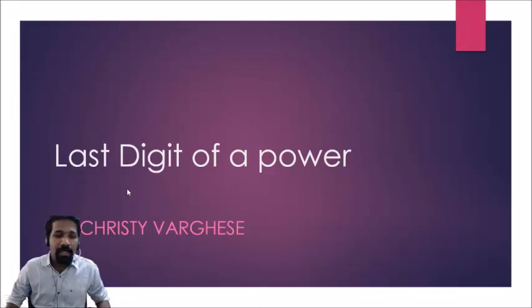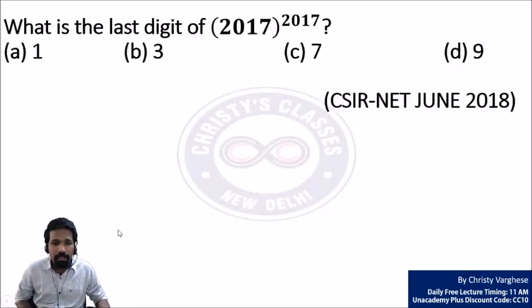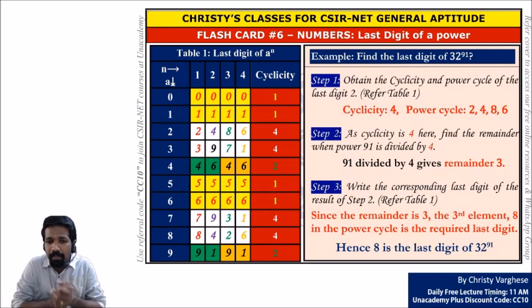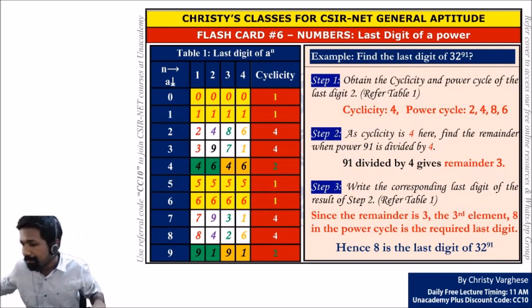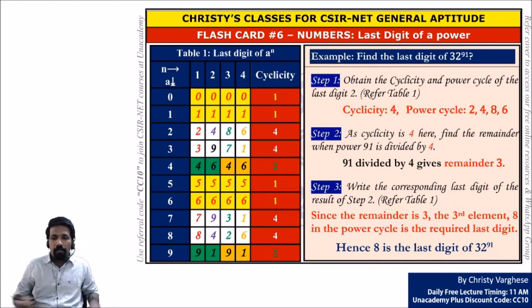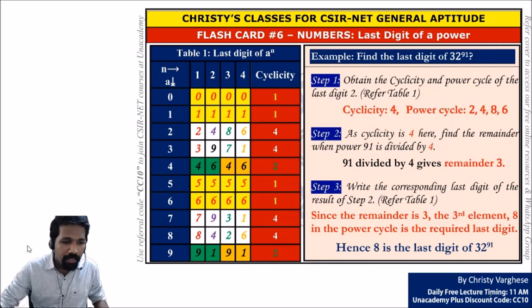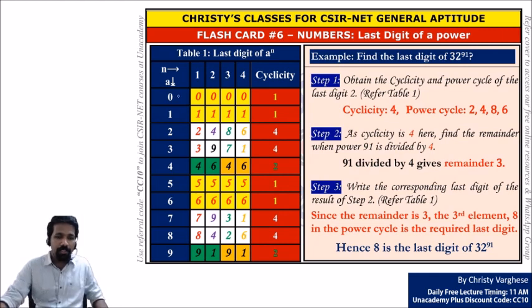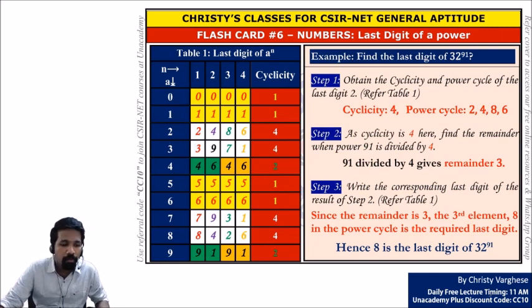So the topic is last digit of a power. We will start it. This flashcard will summarize the last digit of power concept in detail. Just go through the flashcard to get an idea. I will take each and every case of this flashcard. Each and every case means when the last digit is 0, 1, 2 up to 9.